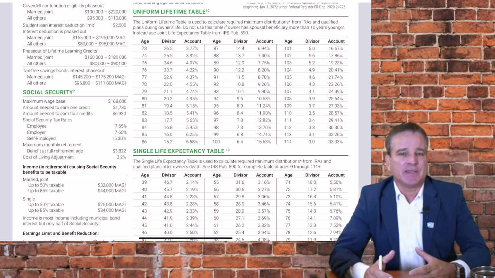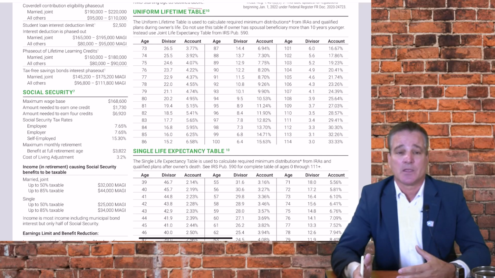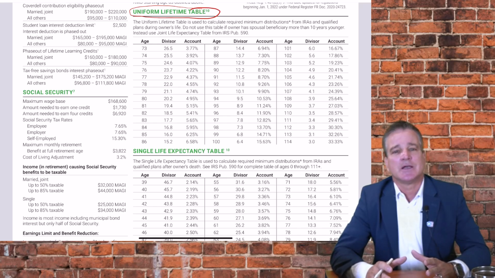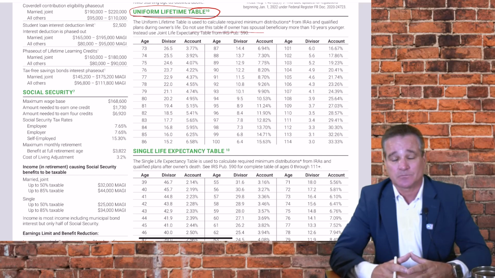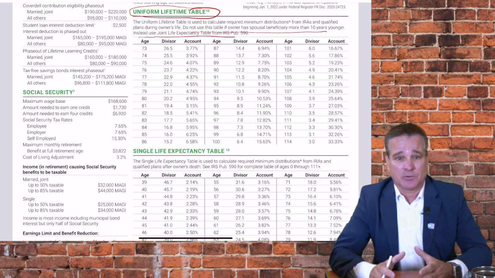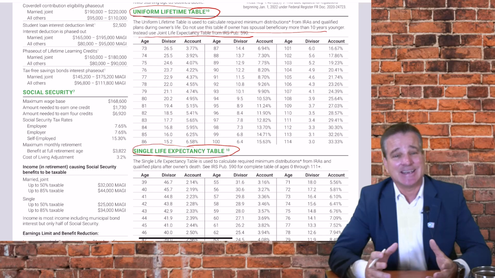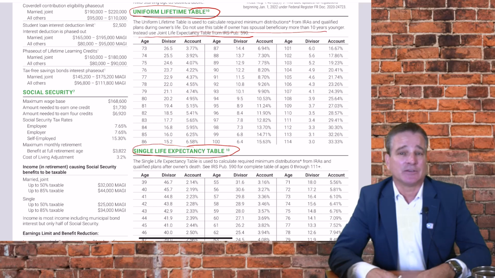The first step is to find the correct table from the IRS. The IRS publishes 3 tables. The Uniform Life Table is typically used to determine lifetime RMDs. The Joint and Last Survivor Table is only for the sole purpose of spouse beneficiaries more than 10 years younger than the IRA owner. And the Single Life Table is only for beneficiaries of IRA accounts, typically non-spouse beneficiaries, but not always. We'll explain that in another video.